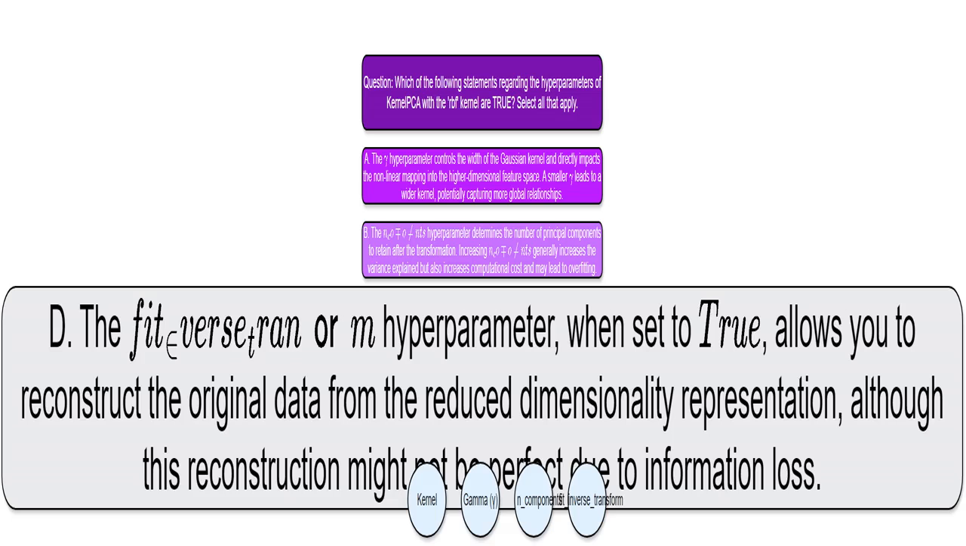A higher value means you keep more information, potentially improving accuracy but also increasing computational complexity and the risk of overfitting. It's like choosing how many essential features to keep from your initial dataset. You want enough to capture the important patterns but not so many that you're fitting to noise.